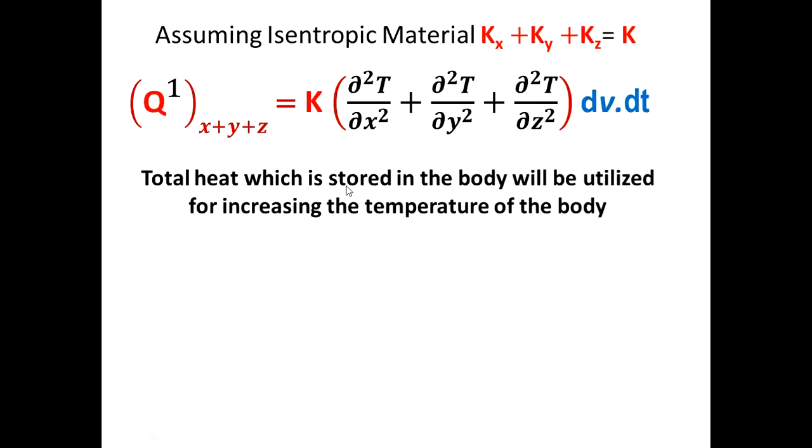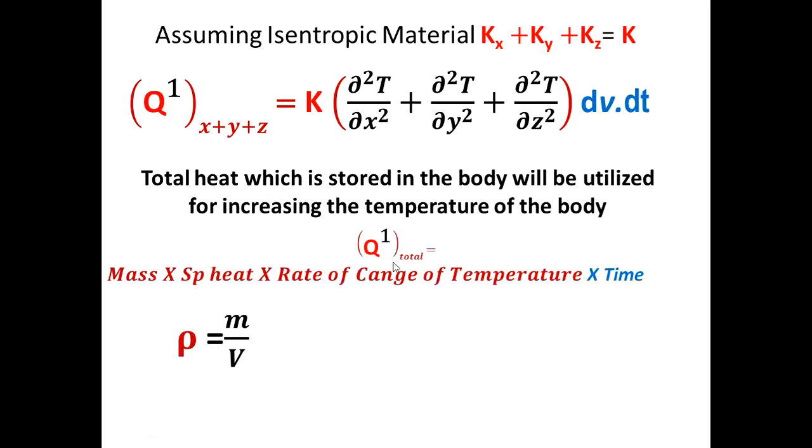Total heat stored in the body will be utilized for increasing the temperature of the body. The temperature of the body will change with respect to time, dT by dt. Therefore, it is not steady state. Let us assume this is unsteady state. Therefore, the value will be mass times specific heat times rate of change of temperature with time.